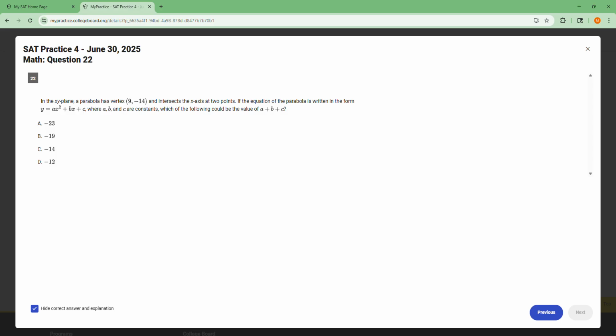Where's 2ax coming from? Shouldn't that be minus 18ax? That makes a lot more sense. Do also note that that would be plus 81a minus 14.